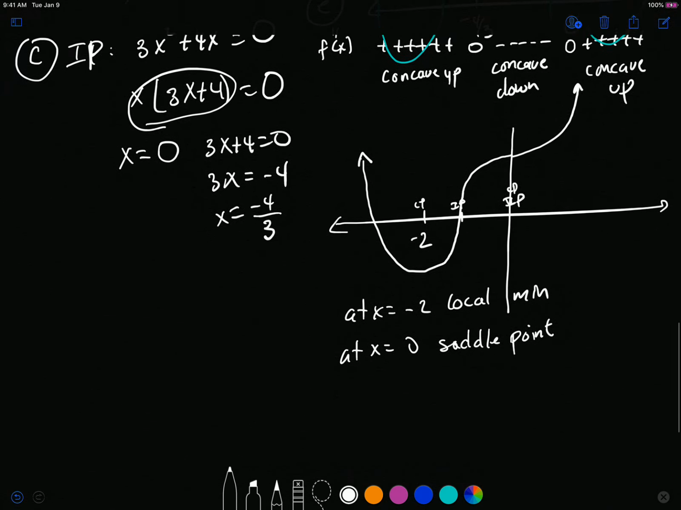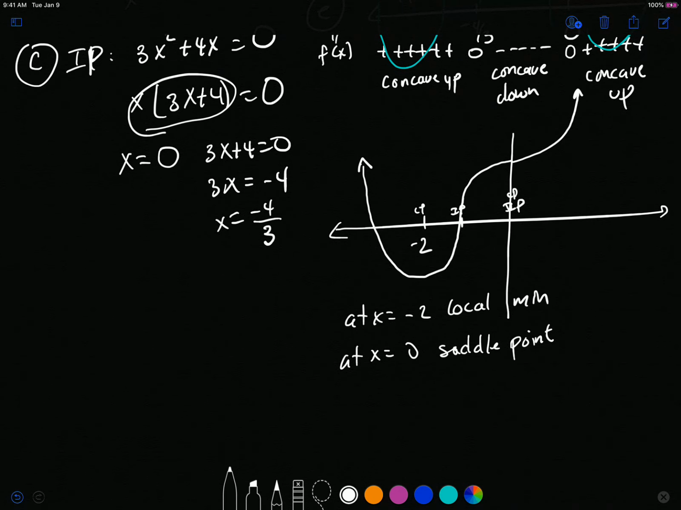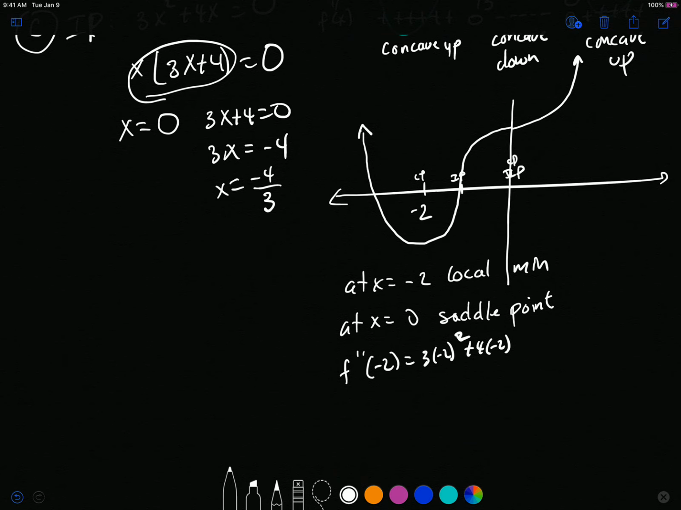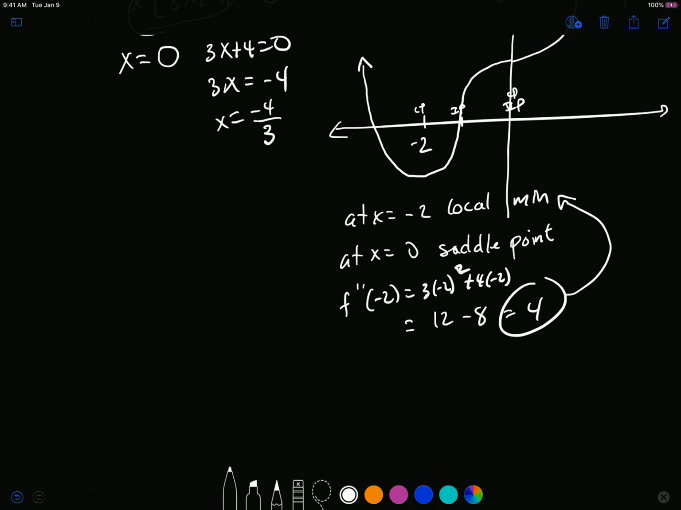If I were to use the second derivative test, f double prime at -2 is 3 times -2 squared plus 4 times -2. This answer should be positive, right? 2 squared is 4, so that's 12 minus 8, which is 4. So it indicates a local min. And then f double prime at 0 is 3 times 0 squared plus 4 times 0, which is 0, which tells us the test is inconclusive.